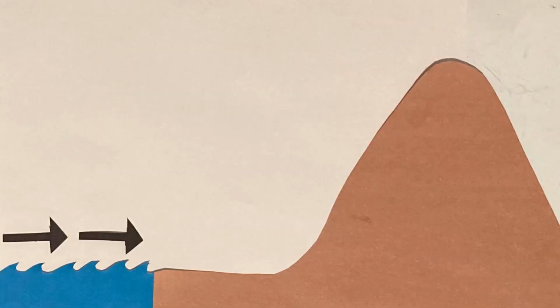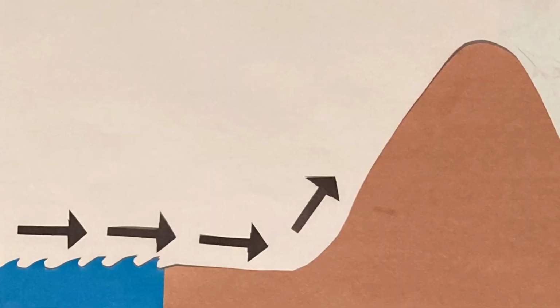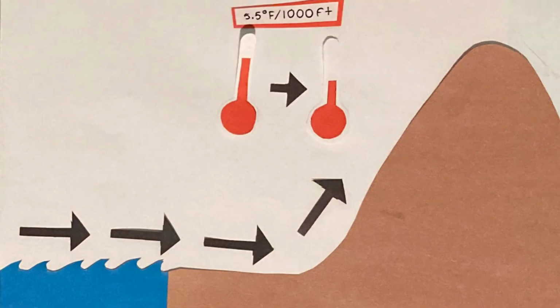In the rain shadow effect, wind comes off the ocean and passes over the coastal region. As it blows up the windward side of a mountain, it enters an area with lower air pressure, which makes the air expand and cool at a rate of about 5.5 degrees Fahrenheit for every 1,000 feet it rises.